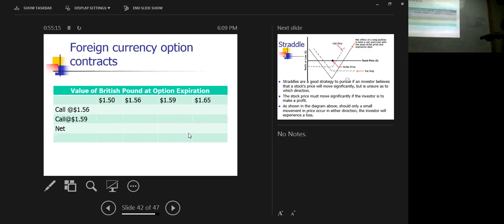How much is the call worth? How much is the call at 156, the call at 159? And of course, net would be the sum. So let's try one. If the value of the British pound at expiration is 150, and 156 is the strike, how much will this call be worth? The 156 call.